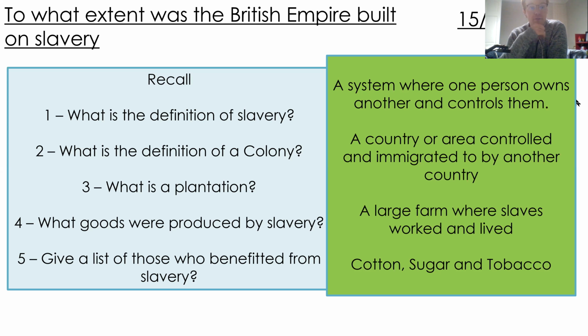Give a list of those who benefited from slavery. This is looking at your last red zone. It could be investors, it could be slave ship owners, it could be slavers, it could be traders, it could be the government through tax, it could be factory owners who gain cheap cotton and use it to make clothes. It could be the people buying the clothes because they now have cheaper goods.